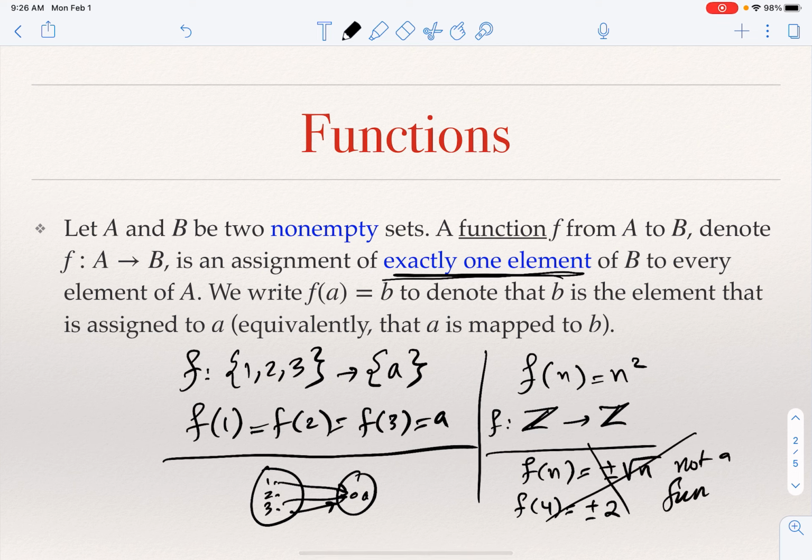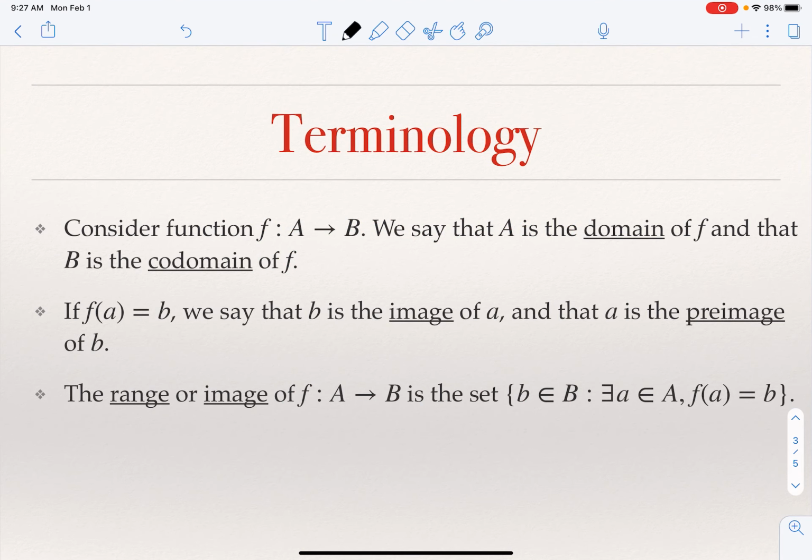So again, it has to be defined on every element in A. It has to map every element in A to a unique element in B. But please pay attention that by the definition of function, I am not saying that every element in B has to be used. Some terminology about this, just because I said that not every element in B has to be used. So what do we call the set of elements in B to which we map something? If we have a function f from A to B, we call A the domain and B the codomain of the function.